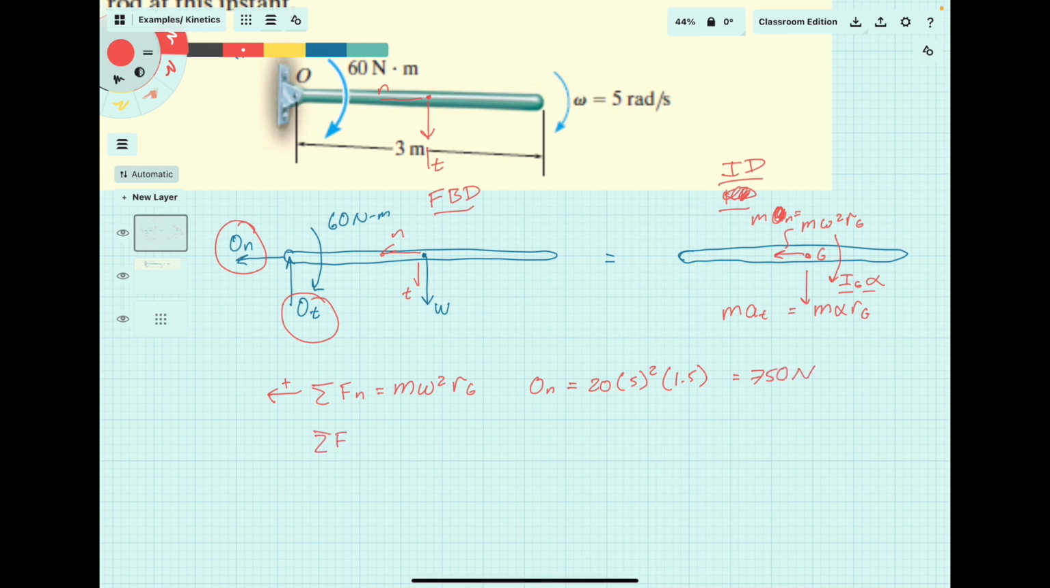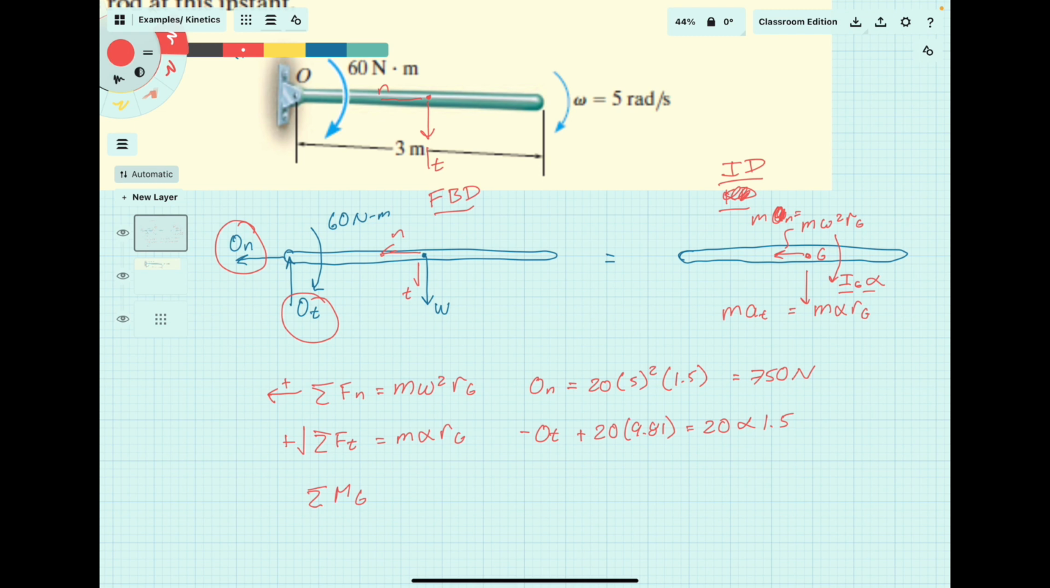Do the same process in the tangential direction. In this case, downward is positive. So since downward is positive, OT is negative in the summation of forces. And then we've got a positive weight term, 20 times gravity, is equal to mass times alpha times Rg, which is still 1.5. So there we've got two unknowns, so we cannot solve for it directly, but we've got one more equation to apply, so that should take care of that.